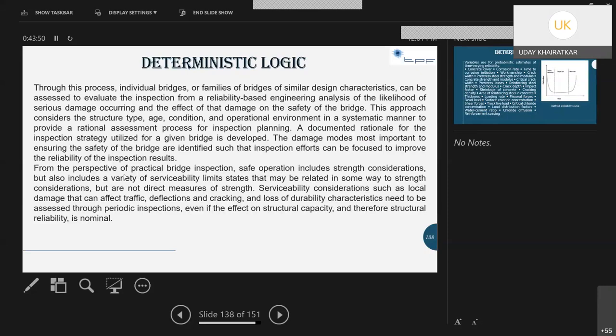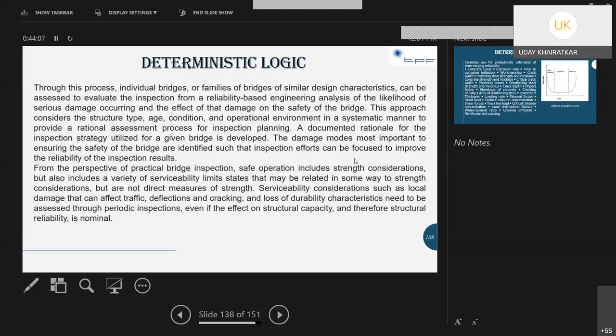Documented rationale for the inspection strategy utilized for a given bridge is developed. The damage modes most important to ensuring the safety of the bridge are identified so that the inspection efforts can be focused to improve the reliability. All this depends on the data that is available with us on the maintenance of the bridge.